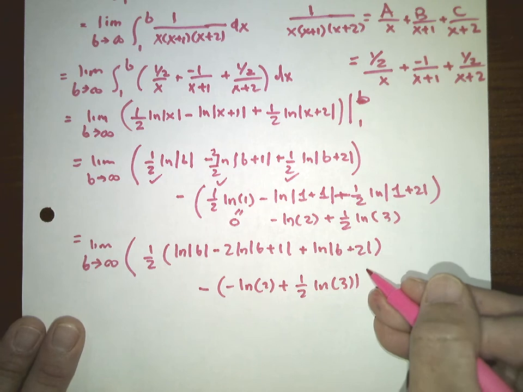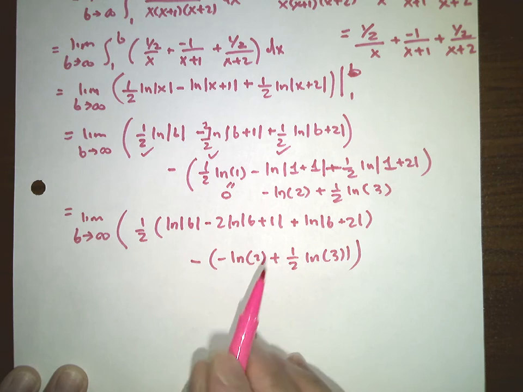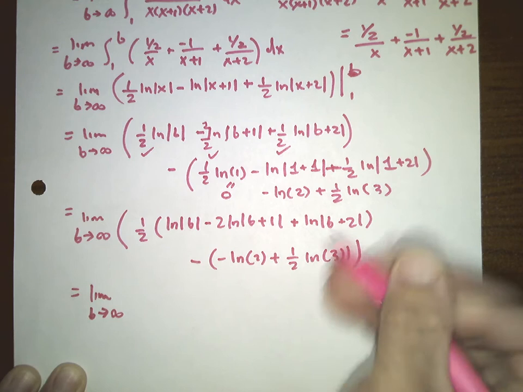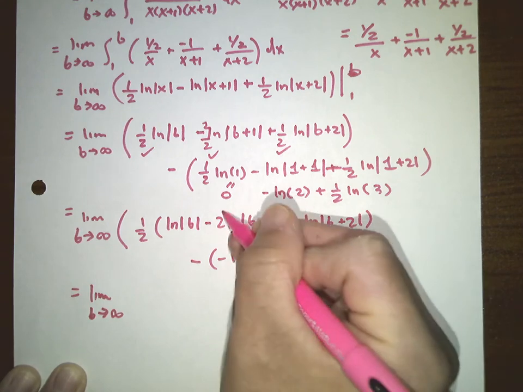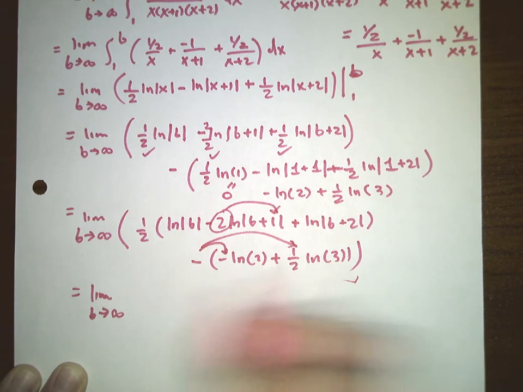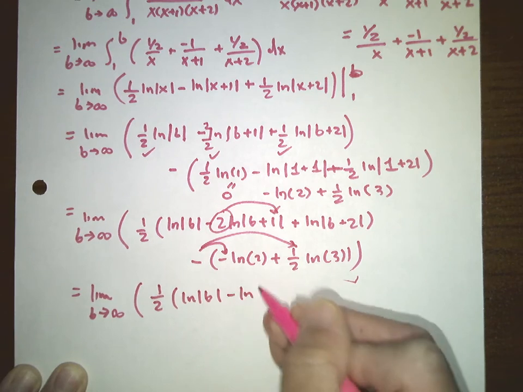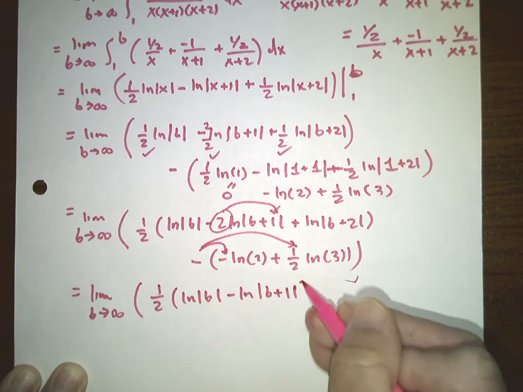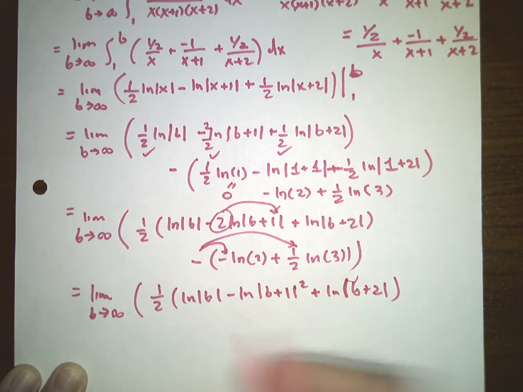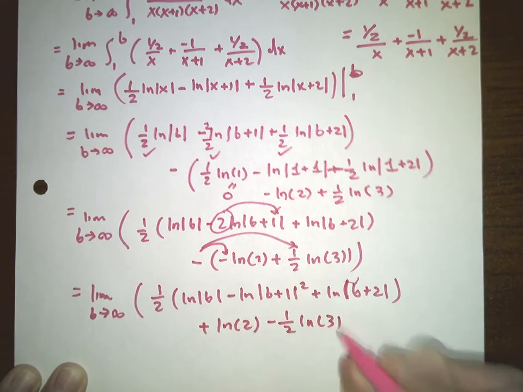So just make sure you have all of the parentheses here also. What a time to be alive, right? And then just use properties of logarithms here. I'll use the power rule for logarithms to bring the squaring up, and then I'll distribute this negative here. So I have 1/2 natural log of b minus natural log of b plus 1 squared plus natural log of b plus 2. Then we have plus natural log of 2 minus natural log of 3.